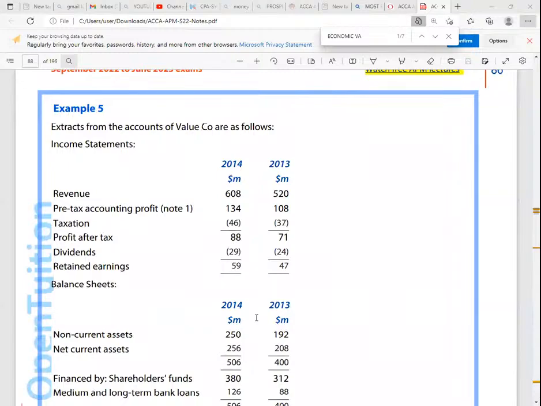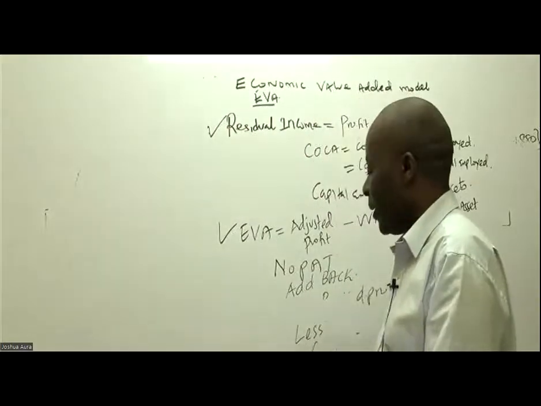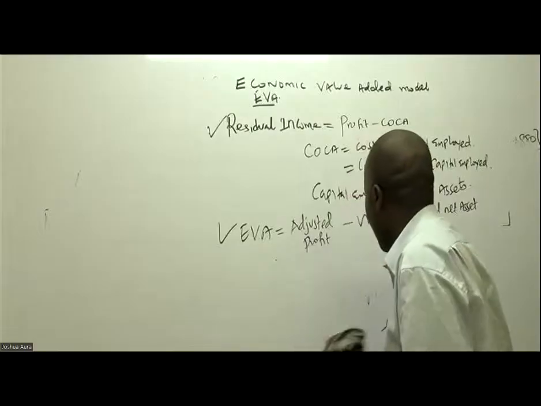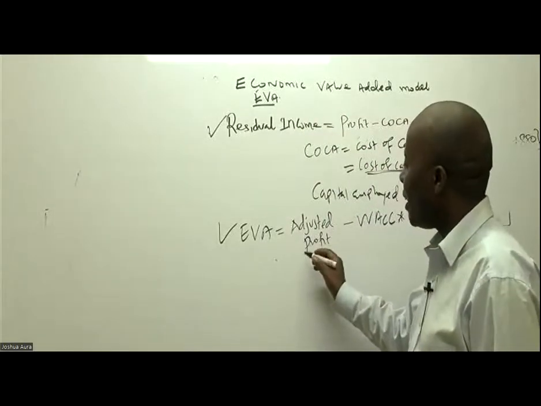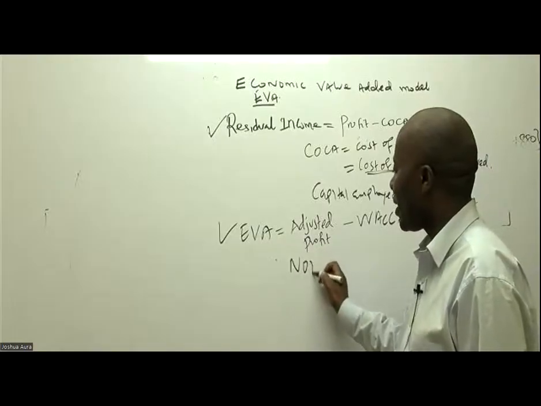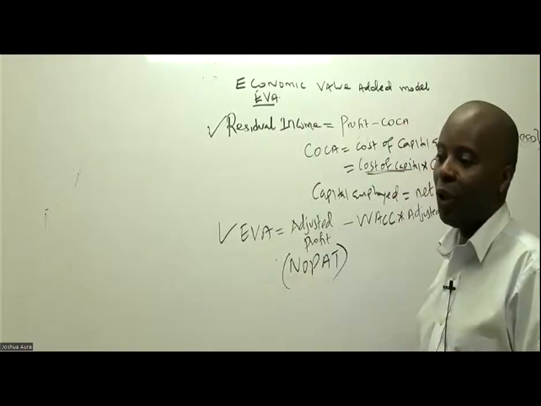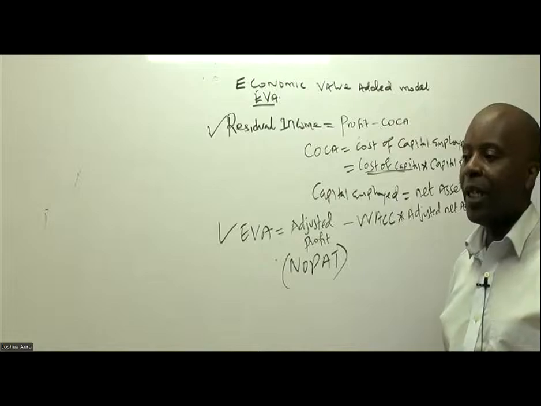And as I do that, I expect you guys to remember this, that our EVA here is adjusted profit, and the adjusted profit is what we gave a very special term. This adjusted profit is what we call the NOPAT. Net operating profit after what? Net operating profit after tax. Net operating profit after taxation.